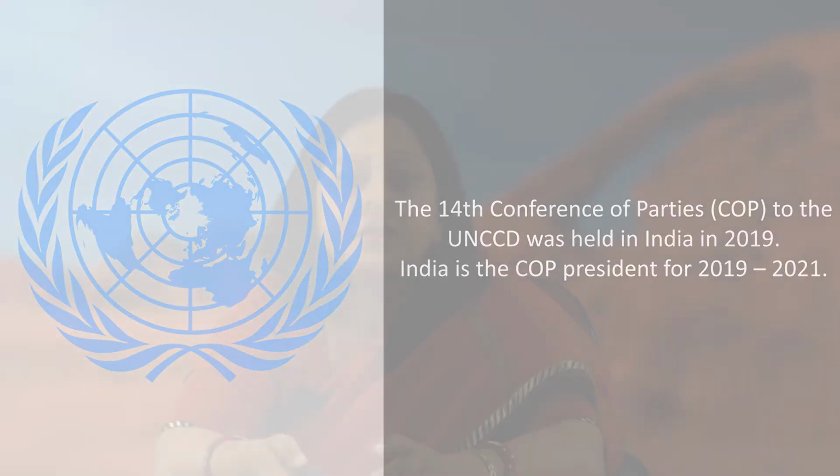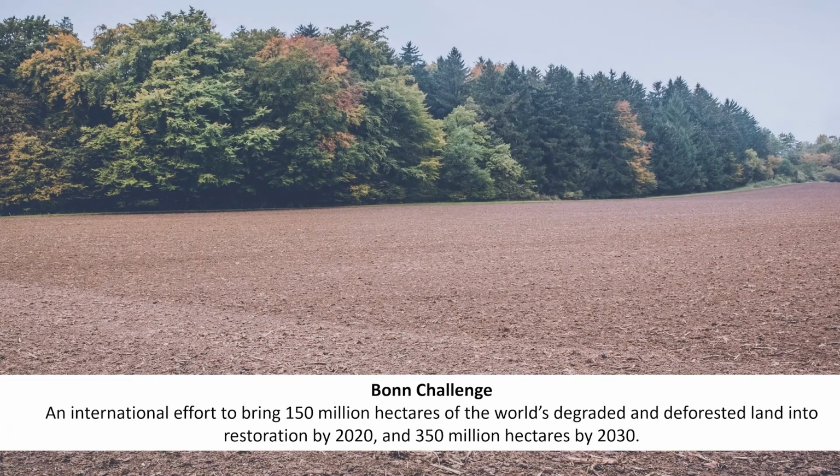And learners, you must know about the Bonn Challenge also, which is an international effort to bring 150 million hectares of forest, degraded and deforested land into restoration by 2020 and 350 million hectares by 2030. So it is an international effort towards control of desertification and reclaiming the land for various purposes.